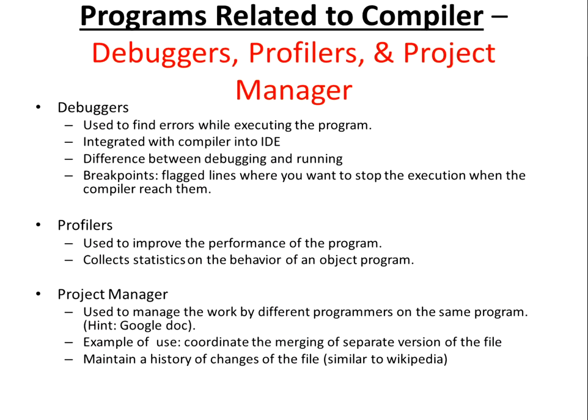So the compiler can detect those kinds of errors because any error concerned with the writing of the language, the syntax of the command, the compiler can detect. But runtime errors such as division by zero, a wrong file path name, or attempting to read from a file that does not exist are marked as runtime errors and the compiler cannot detect them. If you want to fix those kinds of errors, you can use a debugger, if your IDE comes with one. Debuggers are used to find errors while executing the program, integrated with the compiler into the IDE.